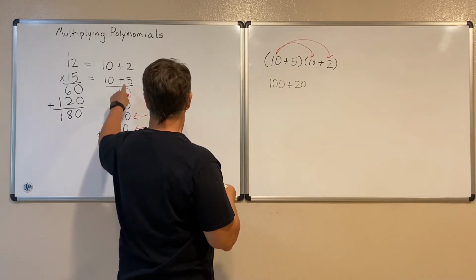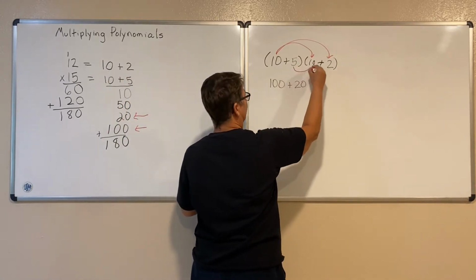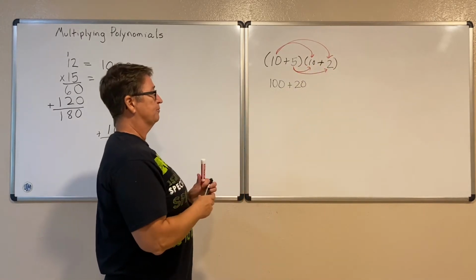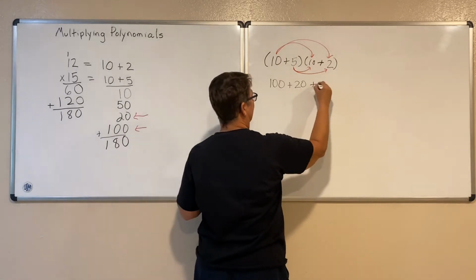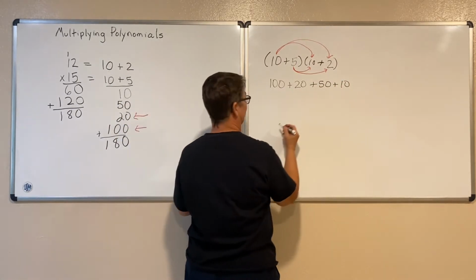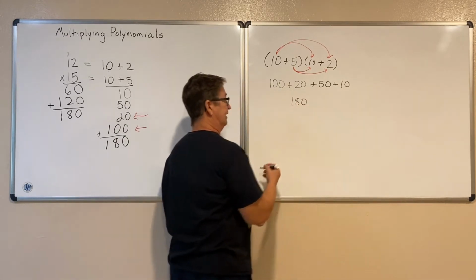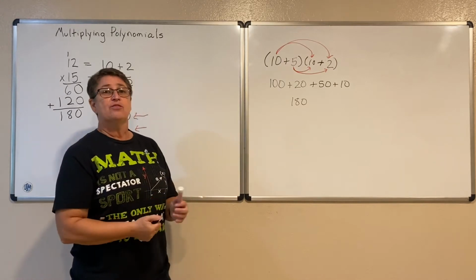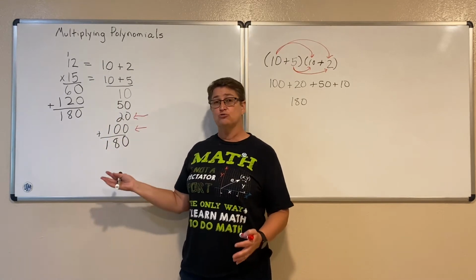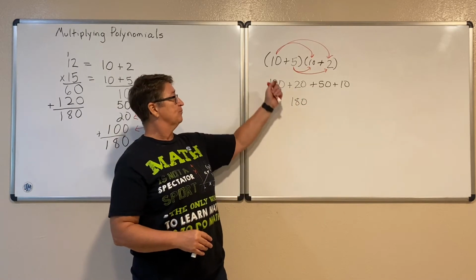Then also I multiplied this 5 times both the numbers. I'm going to do that as well. 5 times both of the numbers. I'm going to distribute it to both of those numbers so that I end up with 50 and 10. Same numbers I ended up with over there. When I add all that together, I get 180. Now, this is another way that we can do the problem. And this really shows this distributive property that we're going to be using.